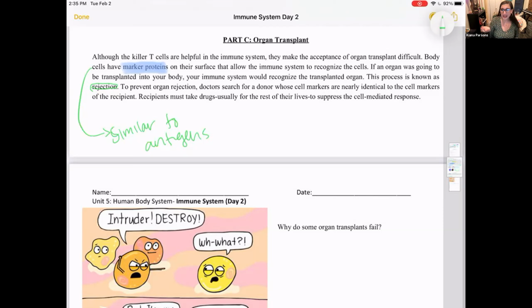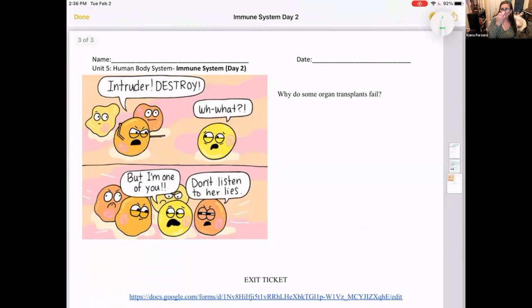And what that means is that your body starts attacking the new organ. So it hurts the organ because it's getting attacked by your immune system, and it also hinders its ability to actually do its job, right? And when you get an organ transplant, that's not usually for fun. It's because you need a replacement kidney or liver to continue the functions that your kidney and liver typically perform when they're healthy in your body. So, to prevent organ rejection, doctors search for a donor whose cell markers are nearly identical to the cell markers of the recipient. And then the recipients must take drugs for the rest of their lives to suppress the cell-mediated response. So, why do some organ transplants fail?